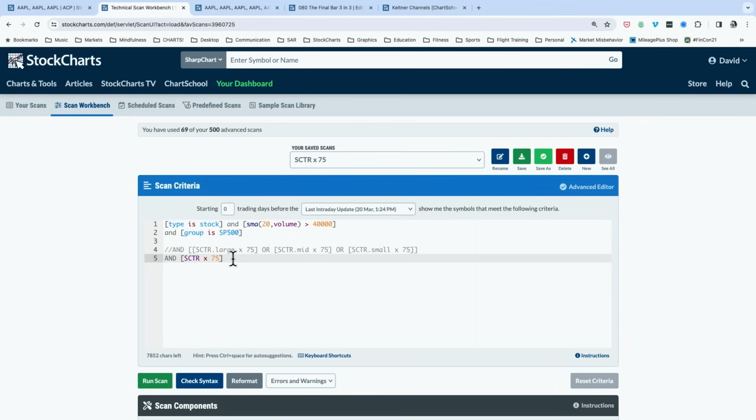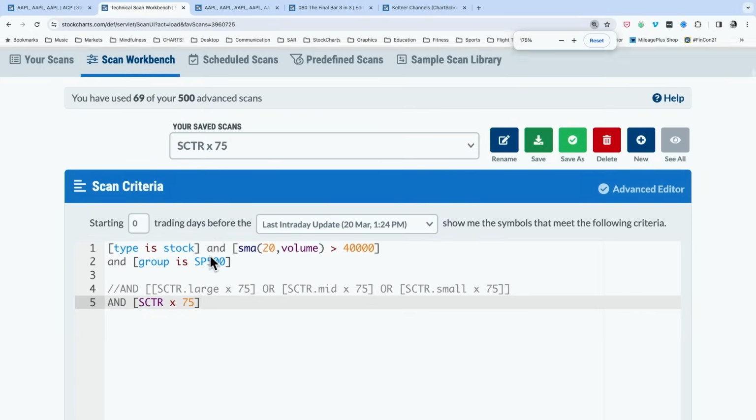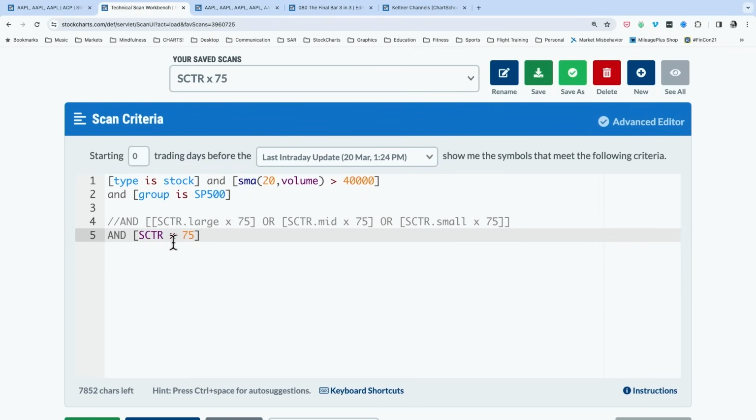There are a couple of ways you could do it, but the way that I like to do it is this line right here, line number 5, which is basically the SCTR ranking, the X 75, and all that X means is it crossed up. So SCTR crossed above 75 means any SCTR ranking, depending on what universe. So here I'm looking at the S&P 500 stocks. I only want stocks where the SCTR ranking just broke above 75.